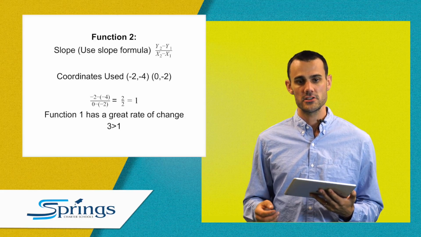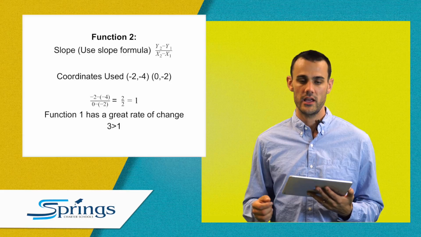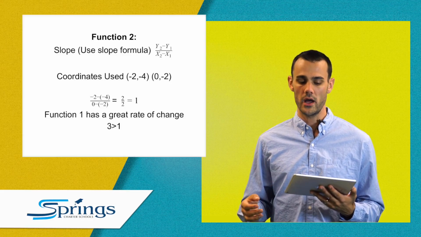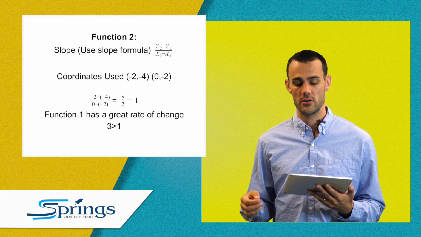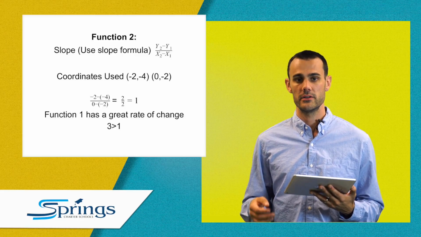So our first function had a slope of 3, and our second function has a slope of 1. So function 1 has a greater rate of change, or a larger slope. And I've compared them down at the bottom. 3 is greater than 1.